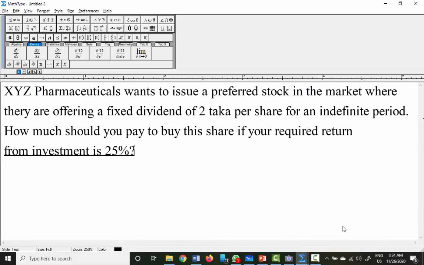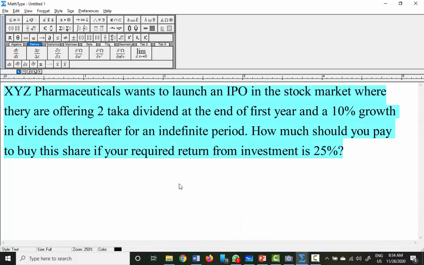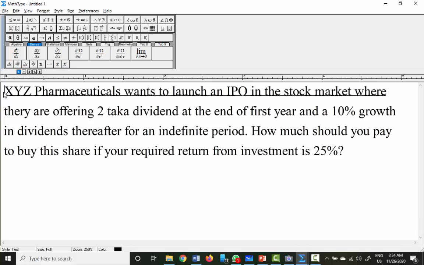Now let's check out this problem. Let's go for this problem. Right. So what we have in this question: XYZ Pharmaceuticals wants to launch an IPO. IPO means initial public offering. When a company wants to issue primary share, wants to issue share in the market for the first time, they need to go for an IPO or initial public offering, right?